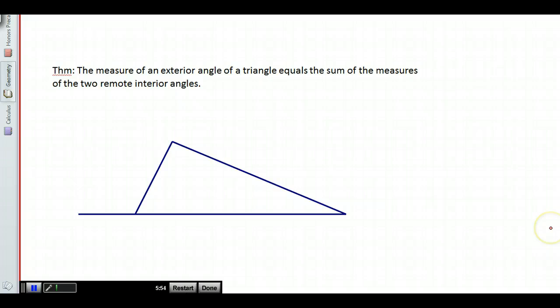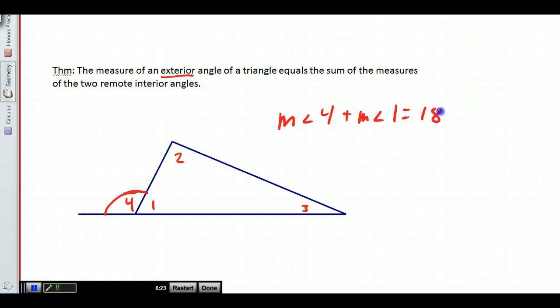Okay, last theorem. The measure of an exterior angle of a triangle equals the sum of the measures of the two remote interior angles. So let's call this angle 1, angle 2, angle 3, and angle 4. Now, exterior means outside, so here's our exterior angle right here, angle 4. And you'll notice that the measure of angle 4 plus the measure of angle 1 has to equal 180 because they're supplementary, right? Well, guess what?